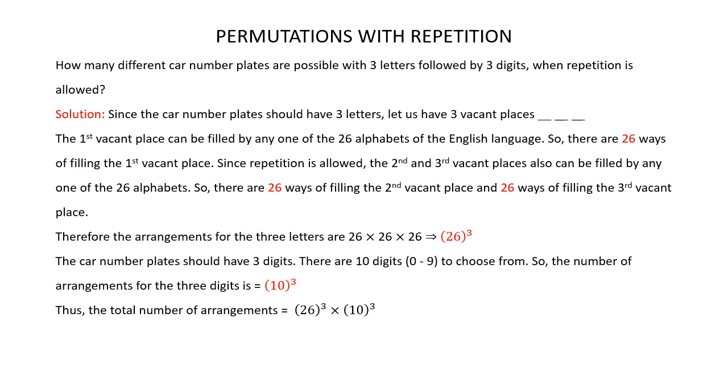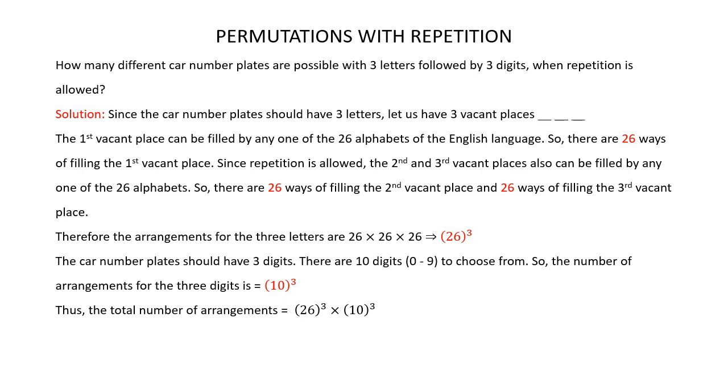Now you can also find this number of arrangements for the 3 digits using the formula for permutations with repetition. The formula for permutations with repetition is n raised to the power r, where n is the number of objects to choose from. Now here there are 10 digits to choose from. So here n is equal to 10. R is the number of objects to be taken at a time. Here, since a car number plate should have 3 digits, 3 digits have to be taken at a time. So here r is equal to 3. So n is equal to 10 and r is equal to 3.